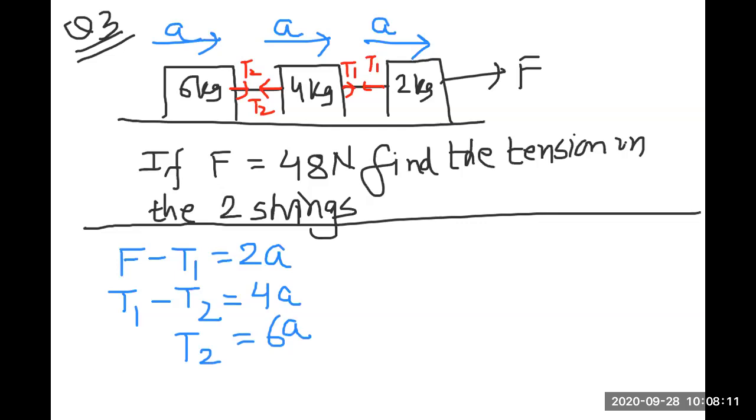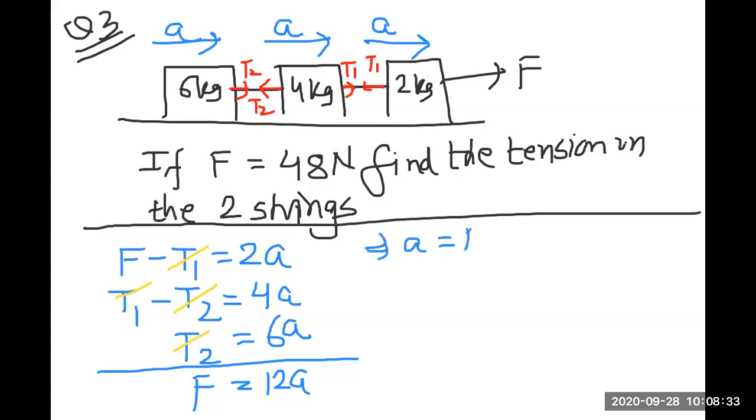Now, if you look carefully, if I add all the three equations, T1 will cancel, T2 will cancel. So if I add all the three equations, I will get F is equal to 12A. And this implies that A is equal to F upon 12, which is equal to 4 meter per second square. Right? Now if the value of A has come, everything has come.